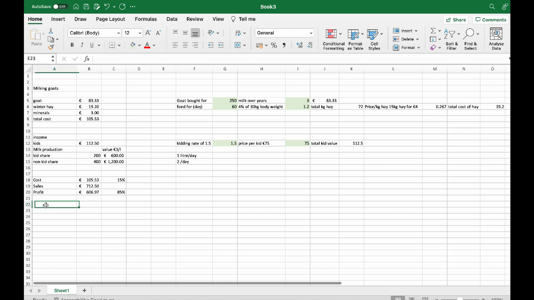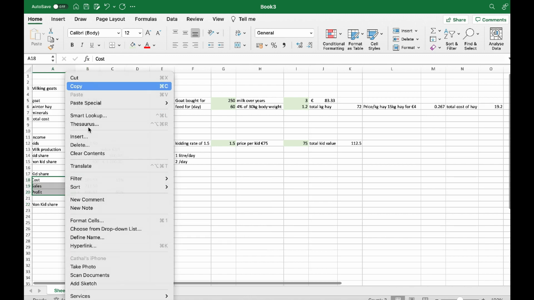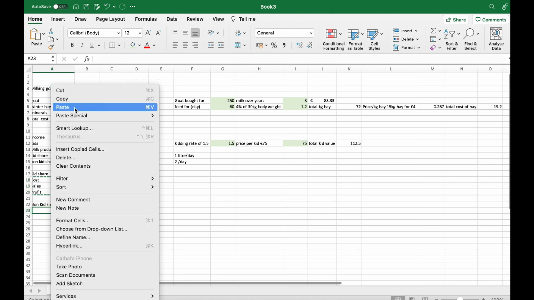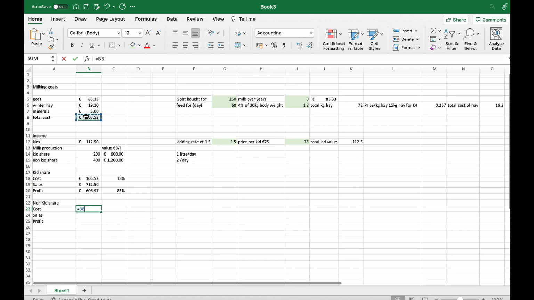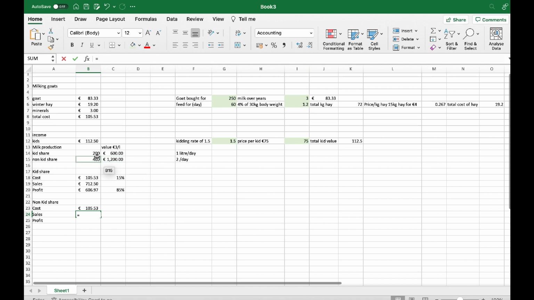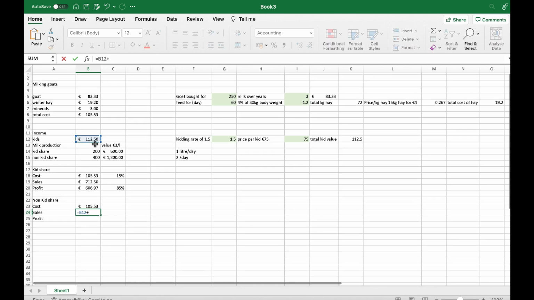And I'm going to put another one down here, the non-kid share. So I'm going to call this one kid share. I'm going to call this one non-kid. Okay, I'm just going to copy these. And this is as complicated as it gets, but once I do the sheet once, I can come in and play with it whenever I want. So the cost remains the same. The sales for this one is going to be the kids plus this one here. Okay, and then the profit is going to equal this minus this.